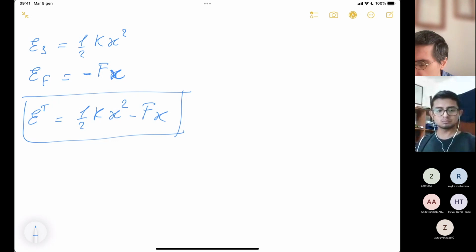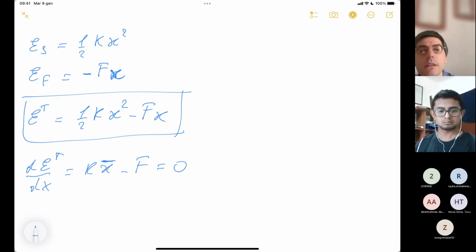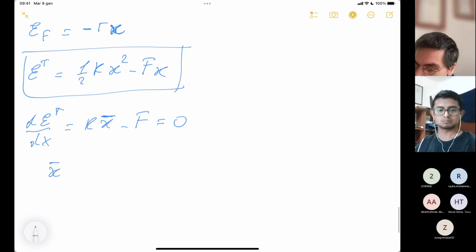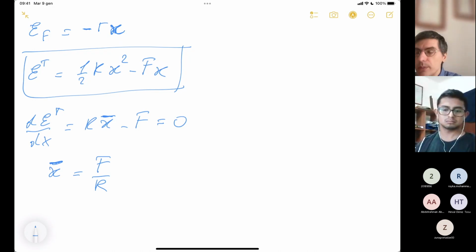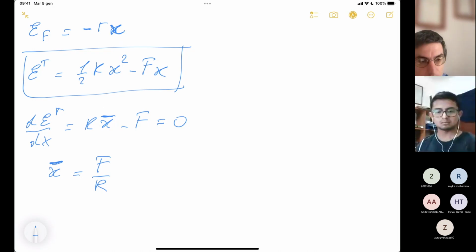This is simply the derivative of the total energy with respect to x. Of course, the derivative is this one. The stationary point is given when this derivative is equal to 0, and so you know that the solution of our problem is this one. Needless to say, the spring will deform by bar x, where bar x is F/k.